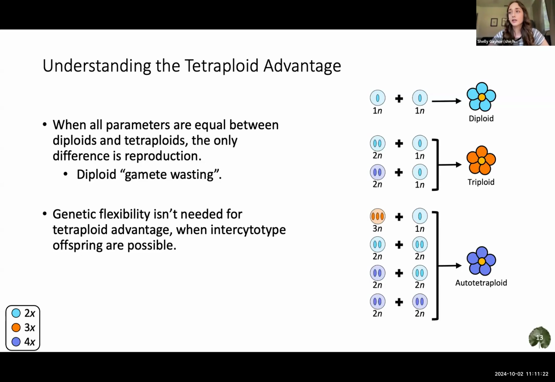When all parameters are equal, when they have equal competitive ability, the only difference is reproduction. And like I mentioned earlier, diploid gametes can contribute to triploids or autotetraploids. And this is diploid gamete wasting. This also highlights that genetic flexibility isn't needed for our tetraploid advantage when you have intercytotype offspring as a possibility. And we're not the first to bring this up.